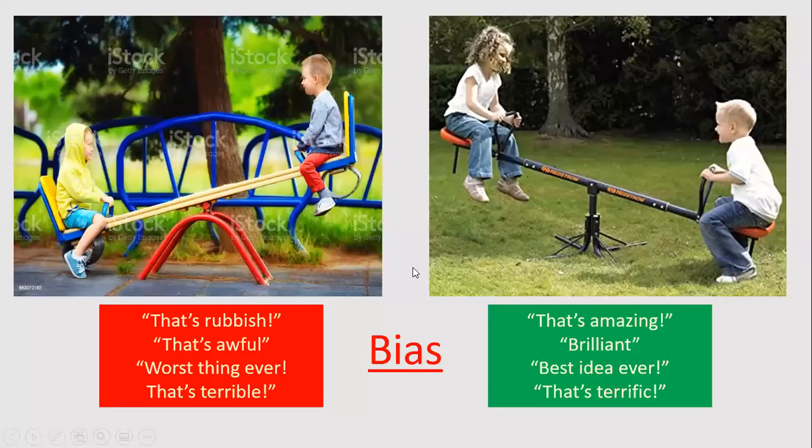Bias, however, is more, if we think about that seesaw, someone's tipped the scale all the way, saying things like, that's rubbish, that's awful, worst thing ever, that's terrible, or on the plus side, that's amazing, brilliant, best idea ever, that's terrific. These are examples of bias. So if you're ever asked in a practice test for a bias statement, you're looking for these very one-sided viewpoints, which only consider half of the argument.